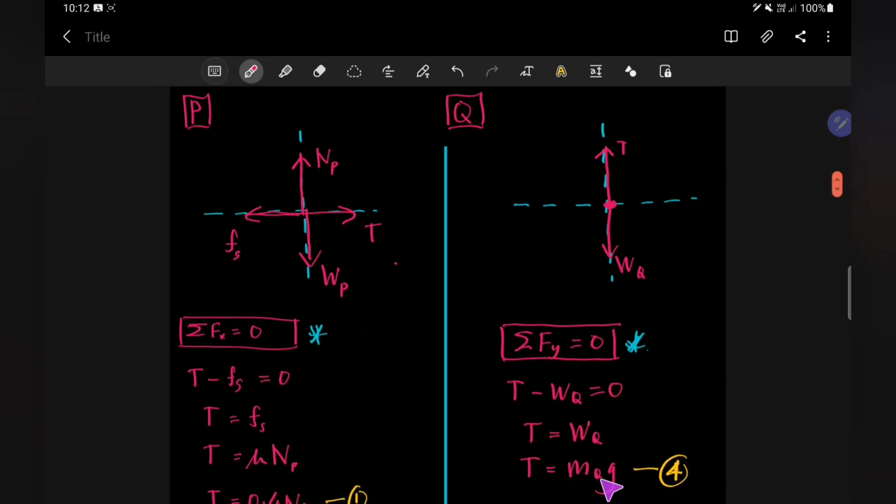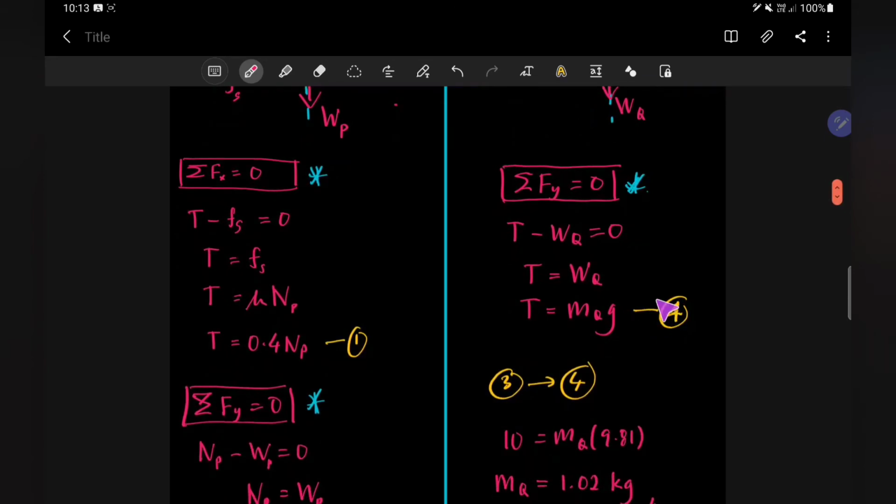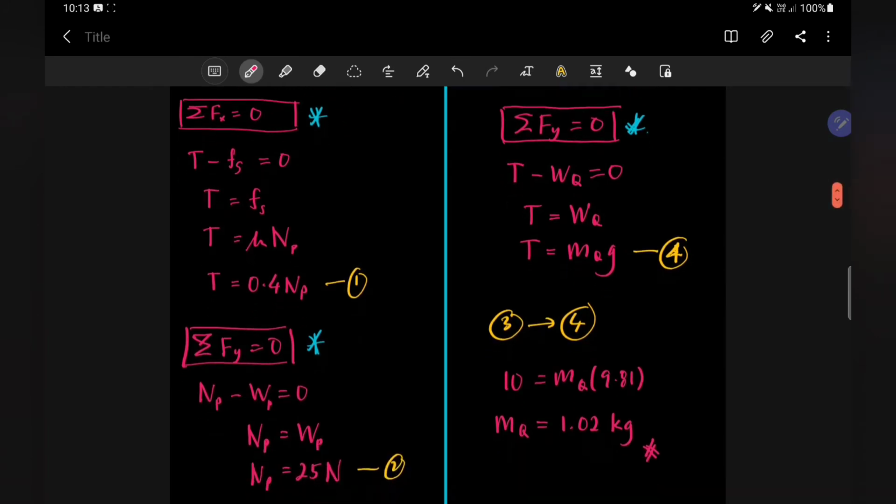Which m? mQ, because we are talking about the weight of Q, isn't it? Weight of Q is mQg. So that tension equals mQg. This is the fourth equation. According to this, tension equals tension. Remember that.